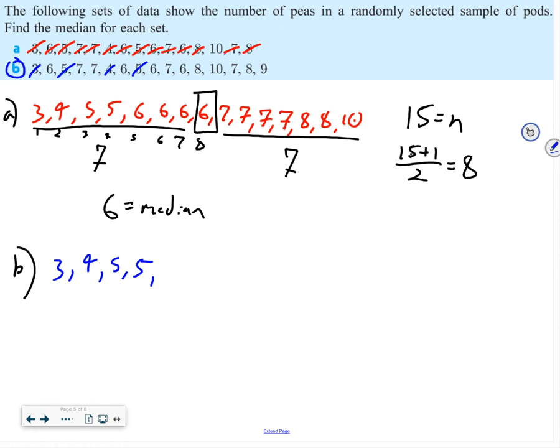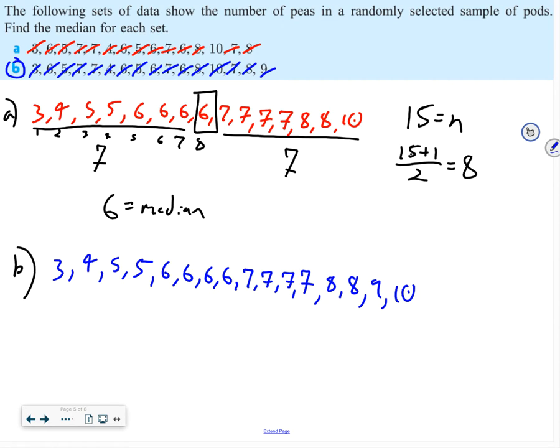I have 4 6s. 1, 2, 3, 4. Okay, I have 4 7s. 1, 2, 3, 4. I have 2 8s. I have a 9, and I have a 10. I like crossing them out because now I know I have accounted for them all. So I can see that now, because I have an additional value, my n is equal to 16.